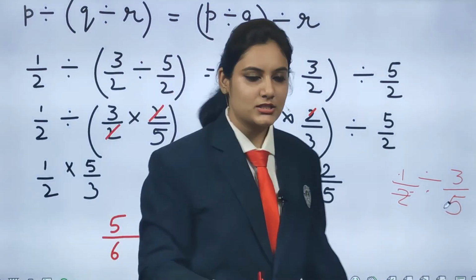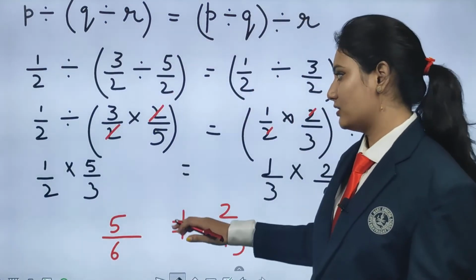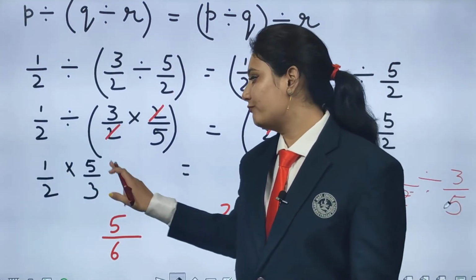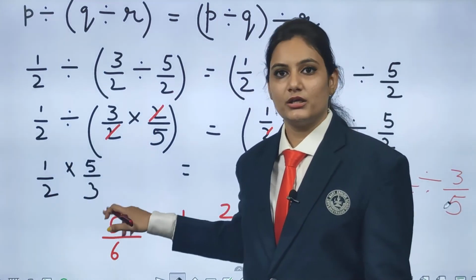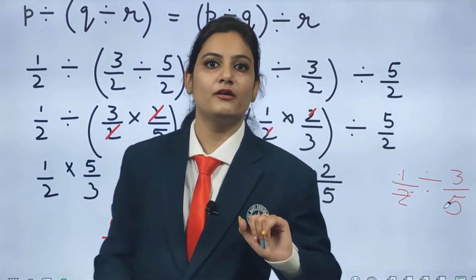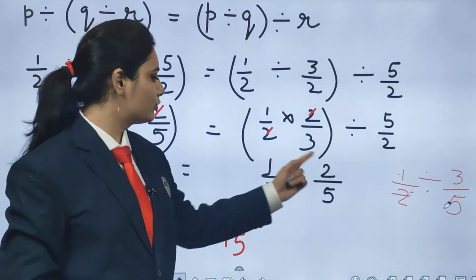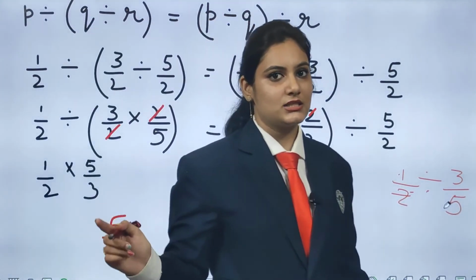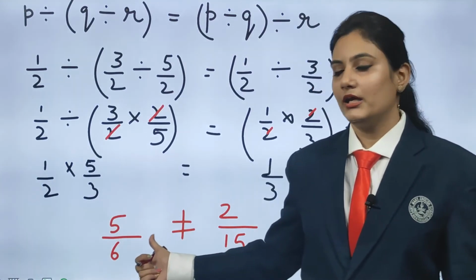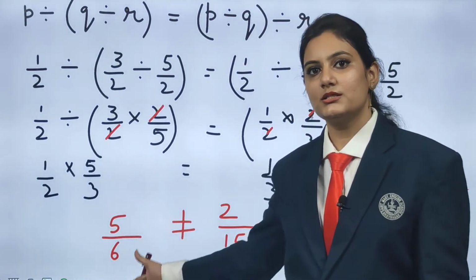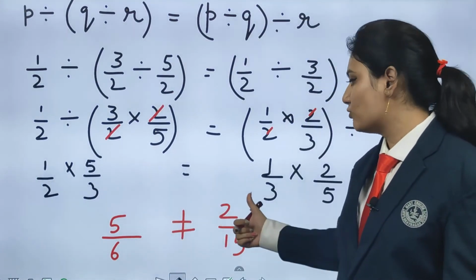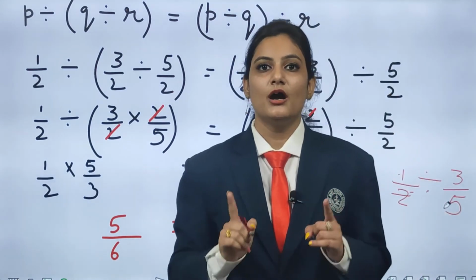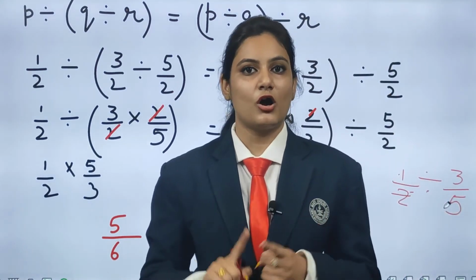Okay children, now we will see whether LHS and RHS are equal or not. 1 into 5 is 5, 2 into 3 is 6. On the right hand side, what is it? Here 1 into 2 is 2, 3 into 5 is 15. Now see, LHS and RHS are not equal. Here it is 5 upon 6 and on the right hand side it is 2 upon 15. So children, division also is not associative.